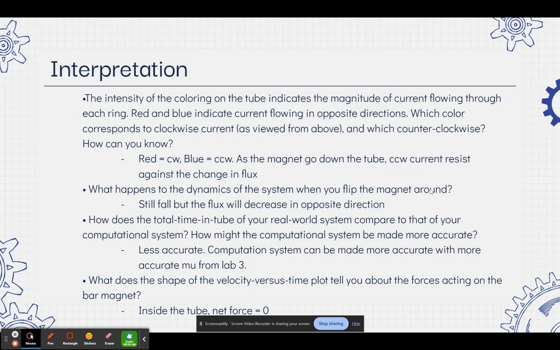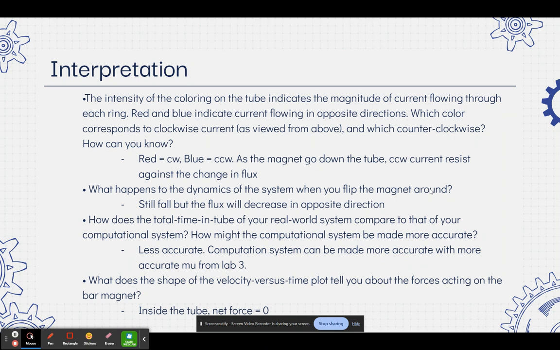Now for the questions or interpretations. In the video, the red ring is counterclockwise, the red ring is clockwise, the blue is counterclockwise. And as the magnet goes down the tube, counterclockwise current resists the change in flux. Now, would the dynamics of the system change if we flip the magnet around? It will still fall, but the flux will decrease in the opposite direction.